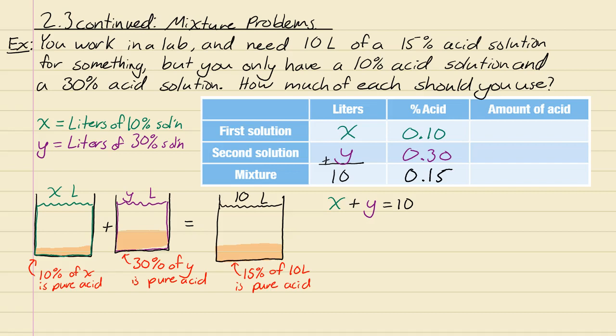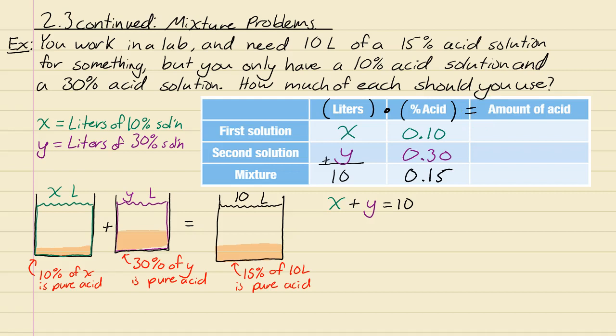Now, let's see what else we can do. We can now figure out the actual amount of acid, the number of liters of pure acid within each of the mixtures. So the way to get that is to say, if you take your volume of the mixture of the solution and multiply that by the percentage of it that is acid, you'll get the liters of pure acid.